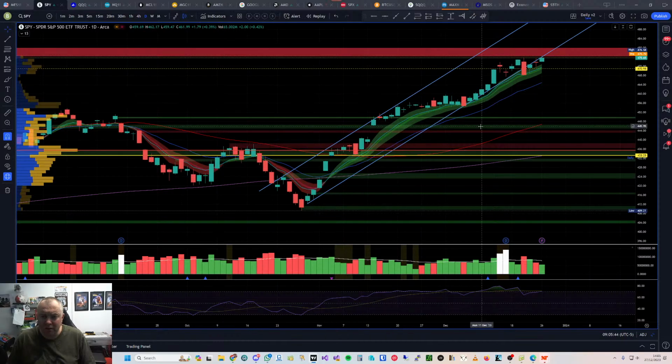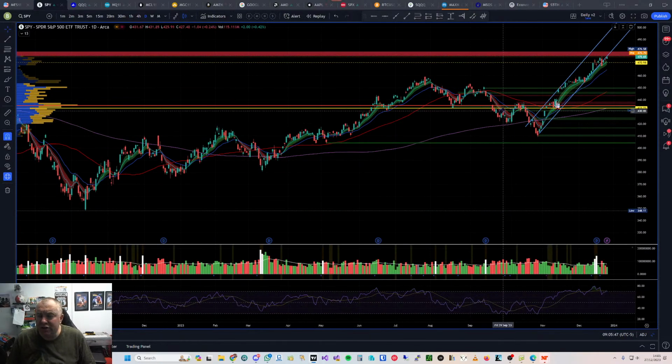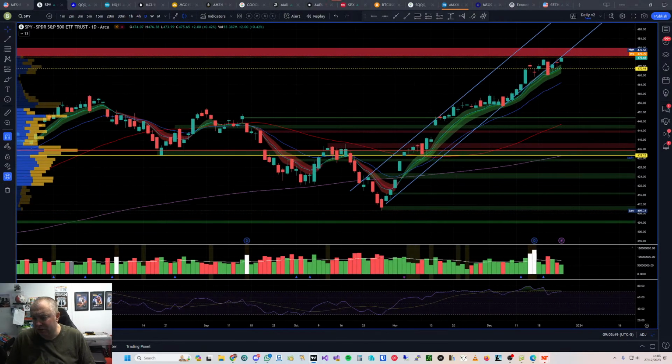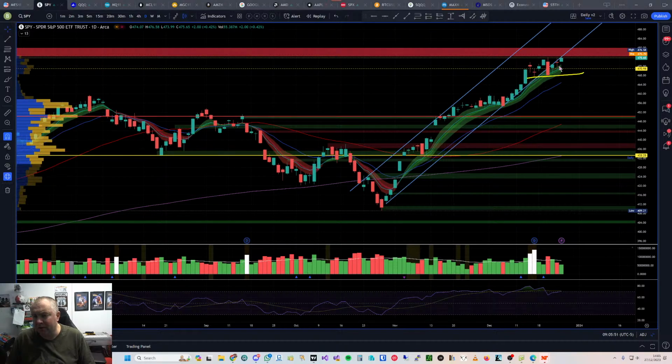So let's take a look at SPY. This is the daily chart for SPY. Just want to see this mess up here.